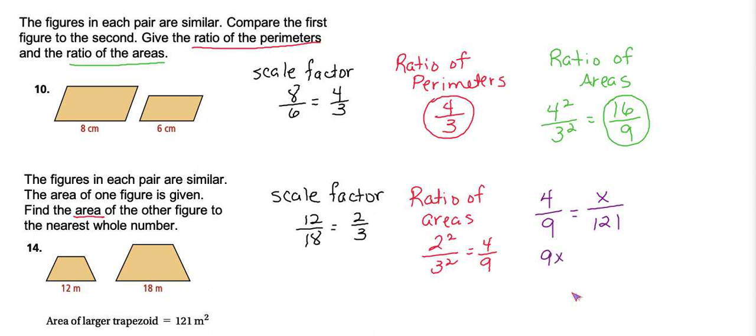Now all I have to do is cross multiply to solve. It's going to be 9x equals 4 times 121. So 9x is 484. We're going to divide both sides by 9. And what do we get for our final answer? x is approximately, you put that in your calculator and rounding to the nearest whole number, that'll be 54 square meters.